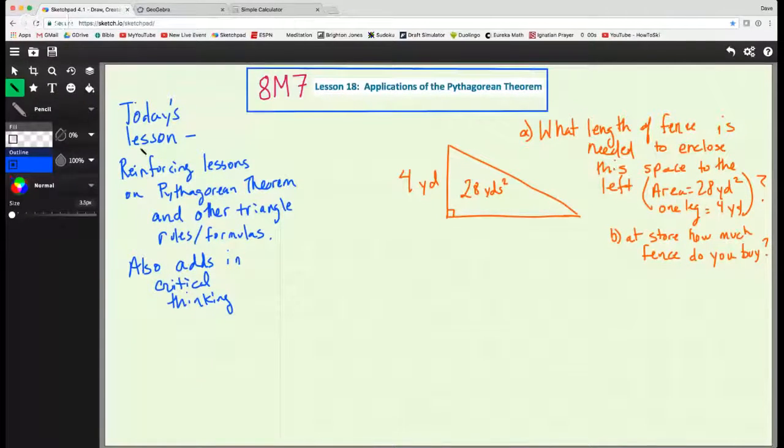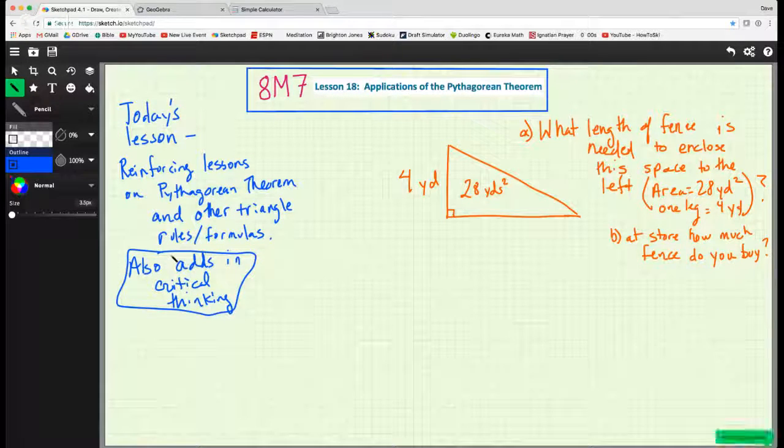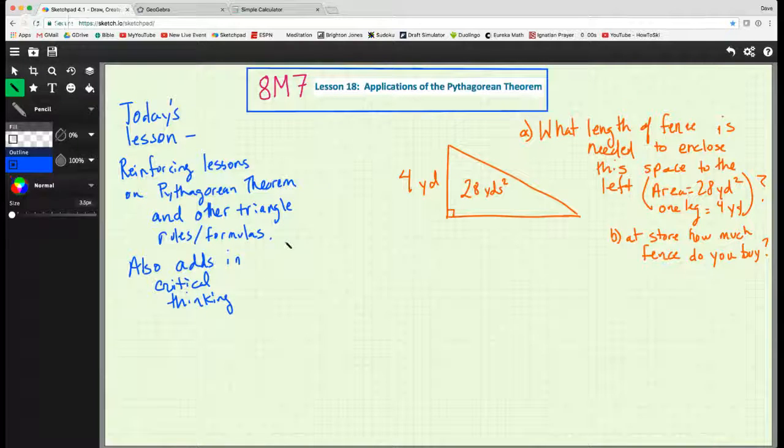8M7, Lesson 18, Applications of the Pythagorean Theorem. Today, we are simply going to do some problems that test your knowledge of the Pythagorean theorem and other rules of triangle formulas, and it adds a bit of critical thinking into the mix. So there's no obvious way to do any one of these problems. You're just tested on your knowledge of the Pythagorean theorem.